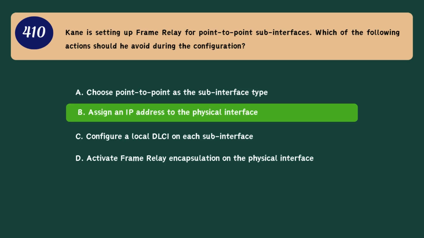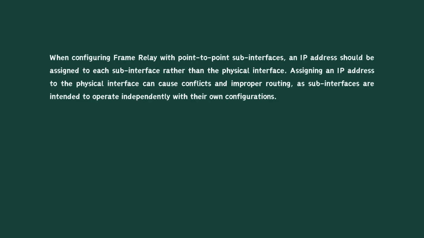Correct answer: B. Assign an IP address to the physical interface. When configuring frame relay with point-to-point subinterfaces, an IP address should be assigned to each subinterface rather than the physical interface. Assigning an IP address to the physical interface can cause conflicts and improper routing, as subinterfaces are intended to operate independently with their own configurations.